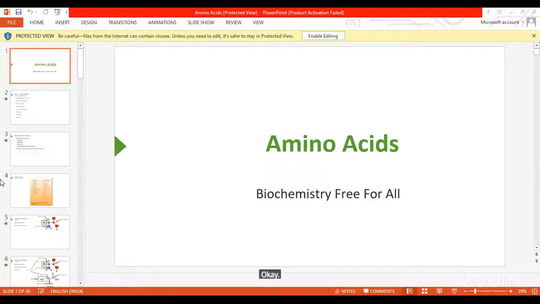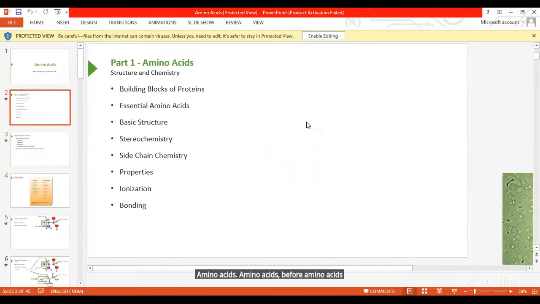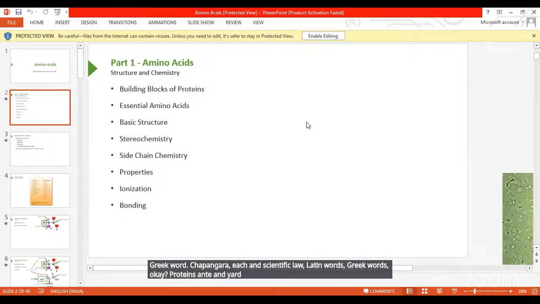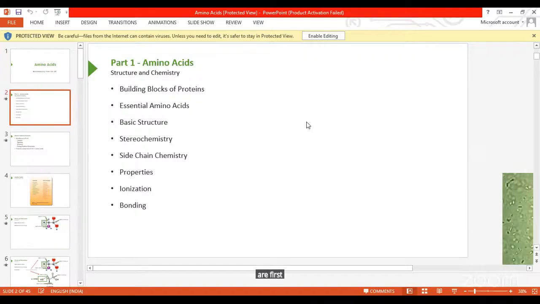Okay, coming to another very interesting topic, called amino acids. Before amino acids, I will explain the proteins. దానికన్నా ముందు మనం ఏం చదువుకున్నాం? ప్రోటీన్స్ చదువుకొని, అంటే జస్ట్ ఇంట్రడక్షన్ ఇస్తా. ప్రోటీన్స్ అనేది కూడా గ్రీక్ వర్డ్ చెప్పాను కదా. సైంటిఫిక్ లో లాటిన్ వర్డ్స్, గ్రీక్ వర్డ్స్ ఉంటాయి మనకి. ప్రోటీన్స్ అంటే ప్రైమరీ అని అర్థం. What is the meaning of protein? Primary or first importance.